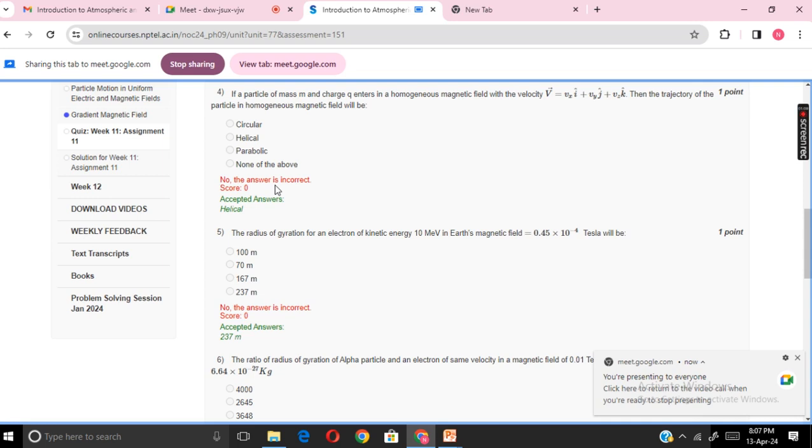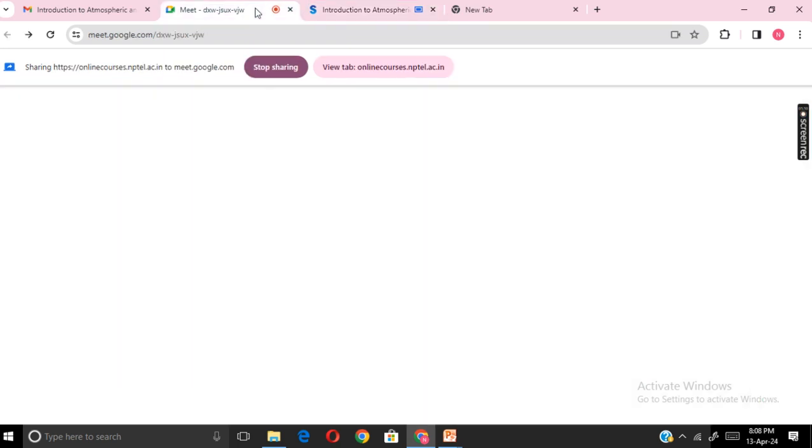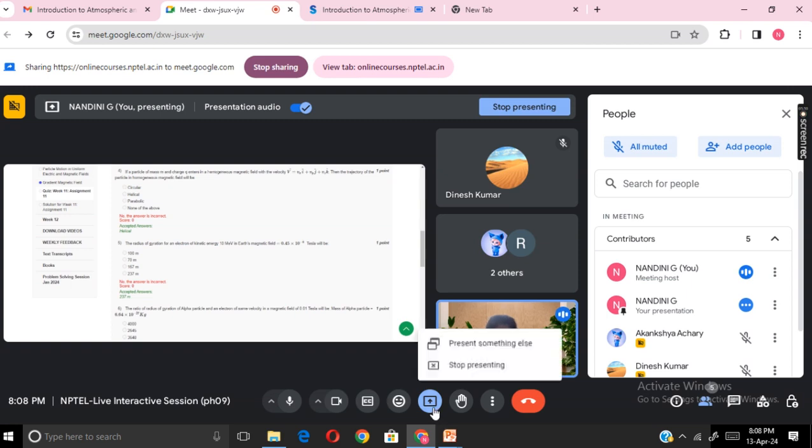Fourth one: if a particle of mass m and charge q enters a homogeneous magnetic field with the velocity v equal to vx i plus vy j plus vz k, then the trajectory of the particle in a homogeneous magnetic field will be. So this thing we have already learned.